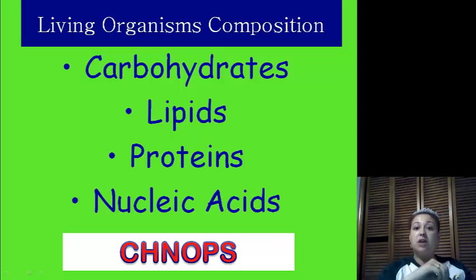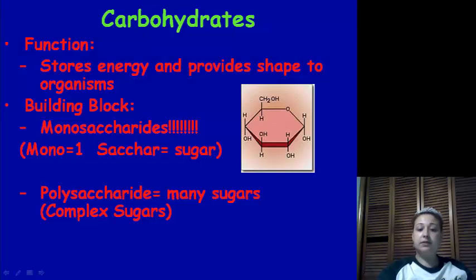So, first we're going to talk about the composition. We've got 4 macromolecules that we're going to be talking about today. We've got the carbohydrates, the lipids, the proteins, and the nucleic acids. Now, all of these things are made up of CHNOPS, which are the key elements: carbon, hydrogen, nitrogen, oxygen, phosphorus, and sulfur.